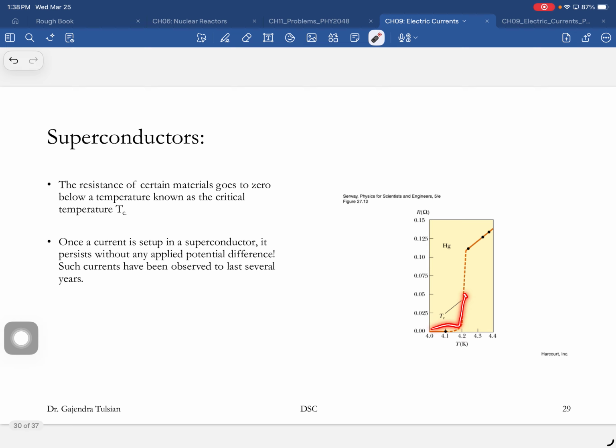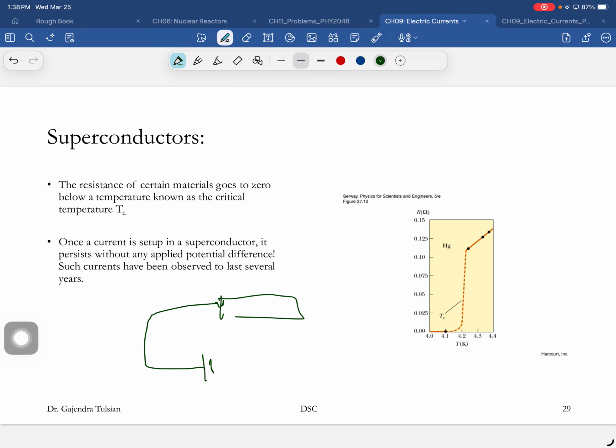Zero. Well, what does that mean? Okay, what this means is the following. So let's say here was this material and you start a current flowing through it and then reduce its temperature below this value, and then you can remove the battery and the current will keep flowing through it. Because the resistance is zero.